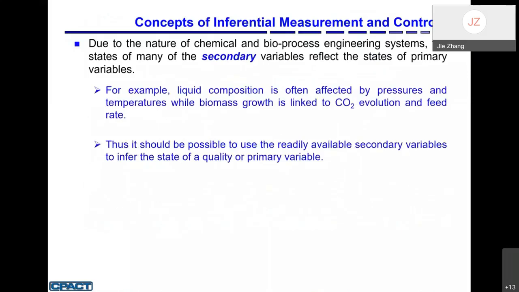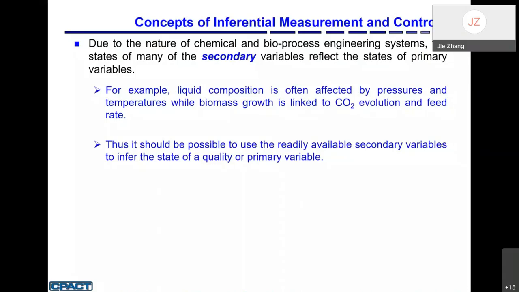Right. Due to the nature of a chemical and biochemical process, the state of the secondary variable reflects the state of the process operation. For example, the liquid composition is often affected by pressure and temperature, and the biomass growth is linked to, for example, CO2 evolution and feed rate.